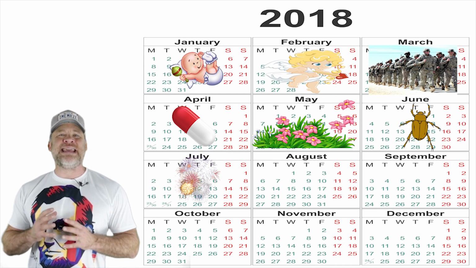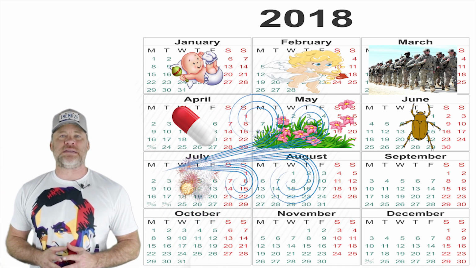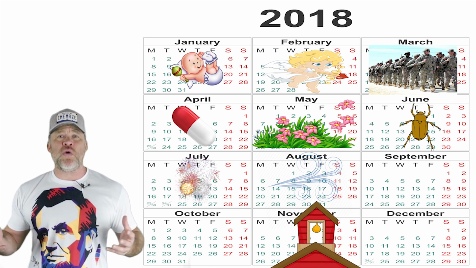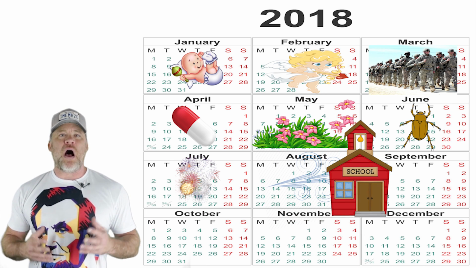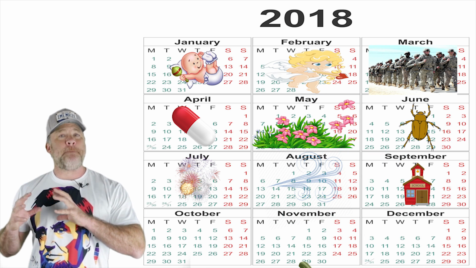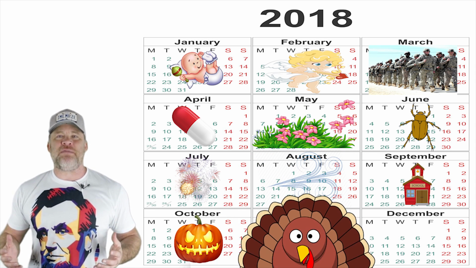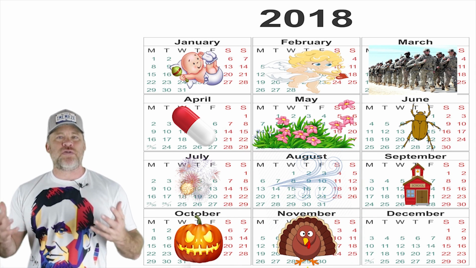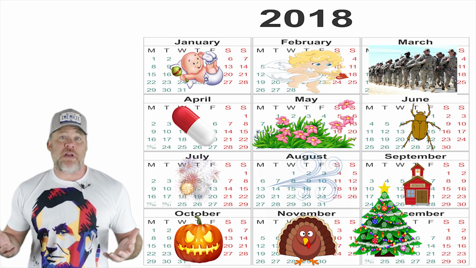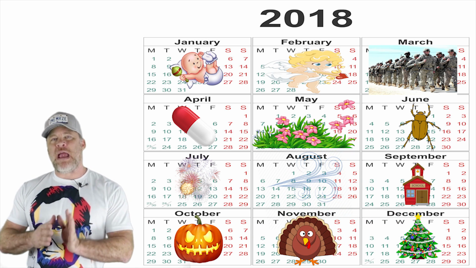August, I use a gust of wind for August. September, I use a schoolhouse because that's when school starts. October, I use a pumpkin for Halloween. November, I use a turkey for Thanksgiving. In December, I use a Christmas tree, December 25th. So I have a picture for every month.